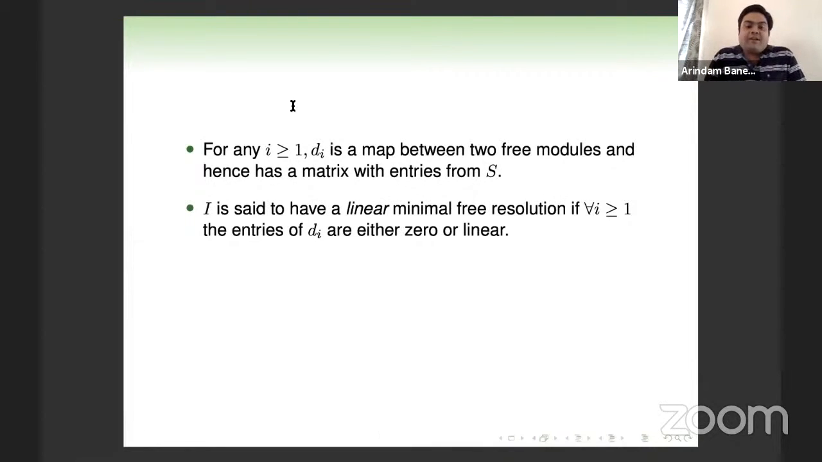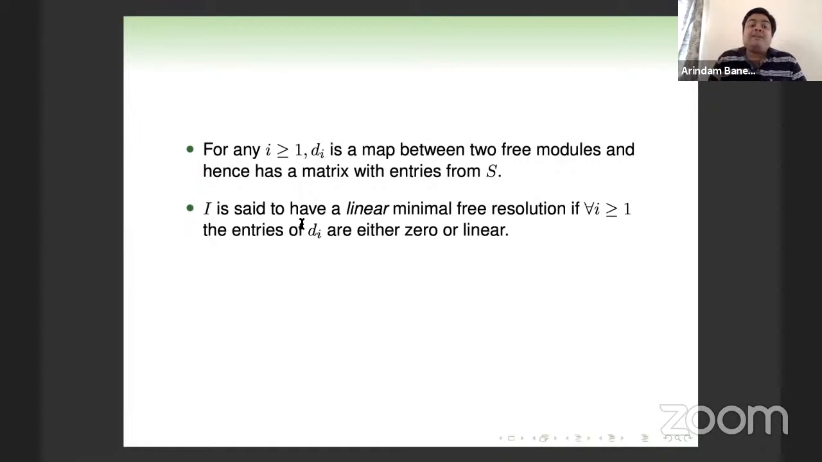I is said to have a linear minimal free resolution if for all i greater than or equal to 1, entries of Di are either 0 or linear. That is, entries of Di come from the polynomial ring. So they are either 0 or linear, that is, of the form 2x1 plus 3x2 plus 4x3 and so on. They don't have any quadratic term appearing in them.